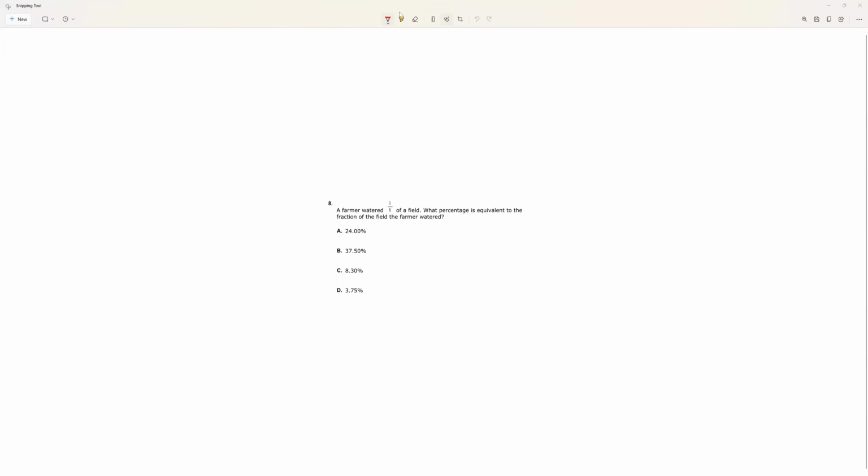Question number 8. A farmer watered 3/8 of a field. What percentage is equivalent to the fraction of the field the farmer watered? Okay, so notice that the number it gave us was 3/8, right? And our question was what percent is equivalent to the fraction of the field the farmer watered? What percentage?